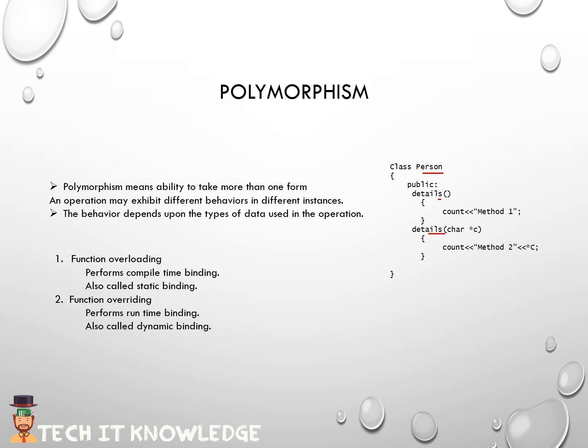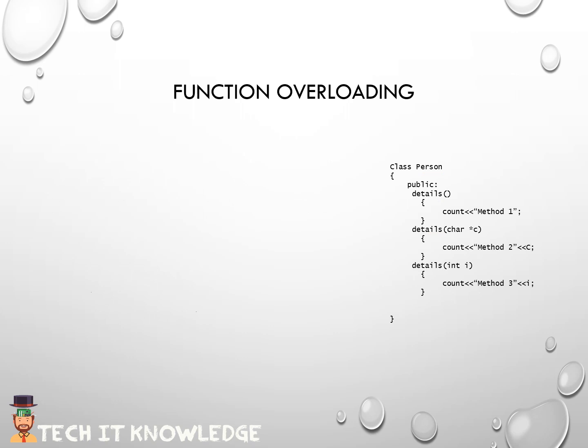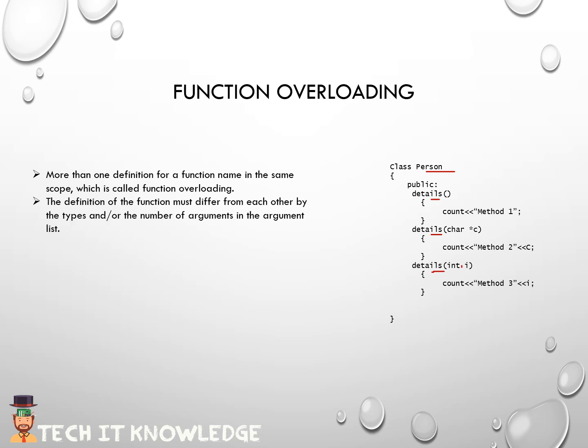So in polymorphism, two things come: function overloading and function overriding. We'll see this in the next slide. So function overloading. In real life, we can consider overloading to mean something is overflowing. The water bottle, if we fill more water, it can be overloaded. So having more than one definition for a function name in the same scope is called function overloading. In the class person, we can see there are three methods with the same name, but the arguments are different, right? So this is possible in C++.